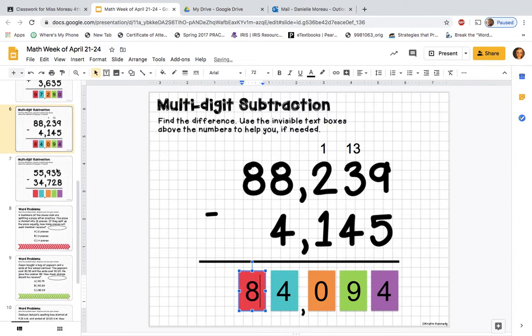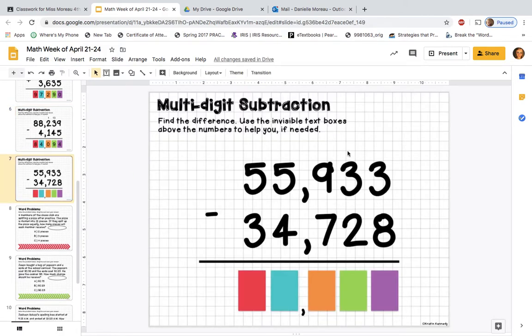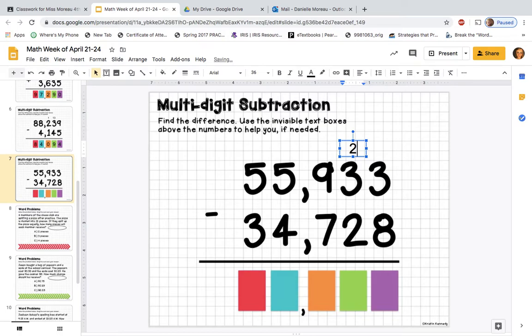Okay, one more of these. So that 3 will become a 2. This will be a 13. 13 take away equals 5. 2 take away 2 equals 0. 9 take away 7 equals 2. 5 take away 4 equals 1. And 5 take away 3 equals 2.